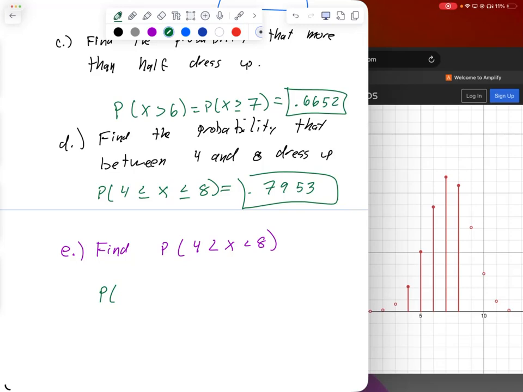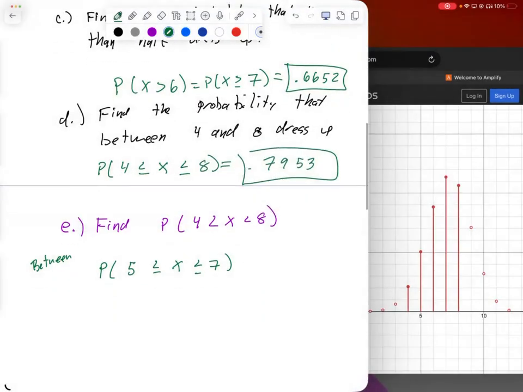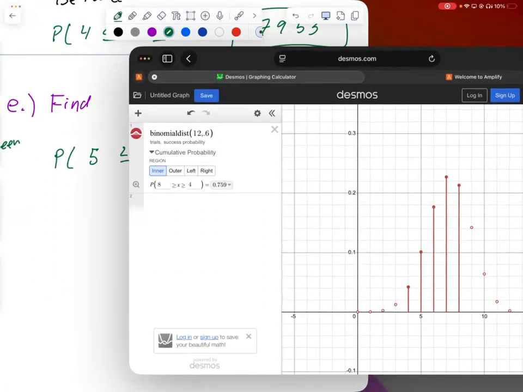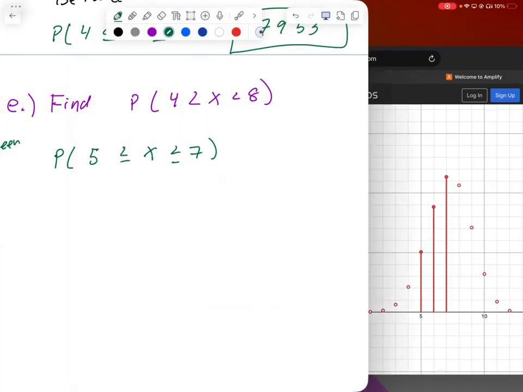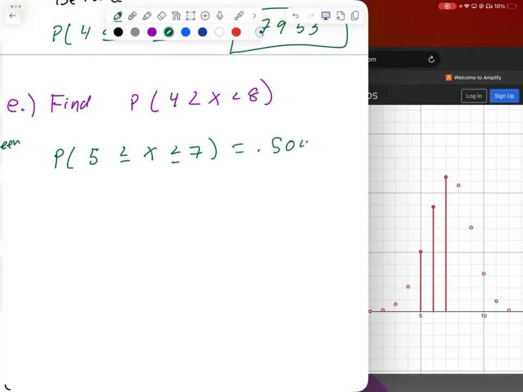We actually have to go in between the numbers. So it's 4 and 8, and we have to bring it in to 5 and 7. So it's going to be 5 less than or equal to X less than or equal to 7. Remember, this is between, so we need to change our numbers. I just changed it to 5 and 7, and I get 0.5045. I just wanted to show you what happens if both of them are missing the or equal to symbol, because some of you were struggling.